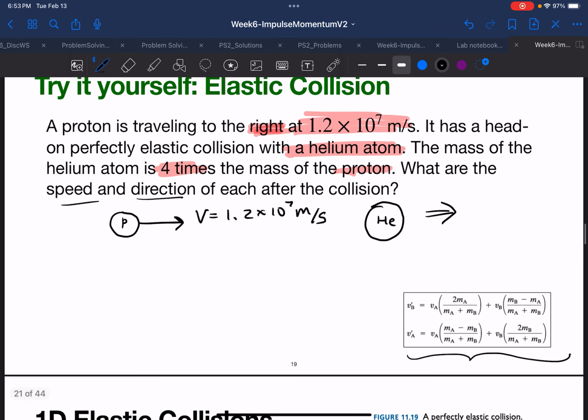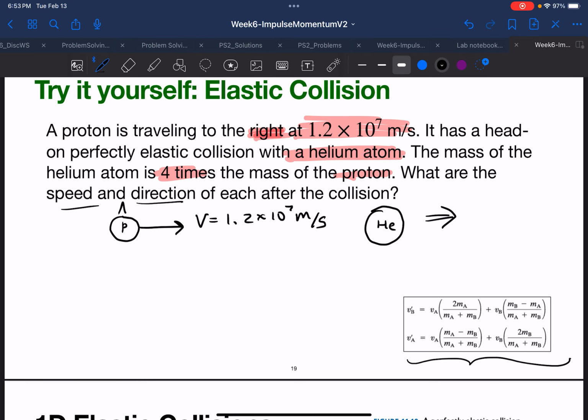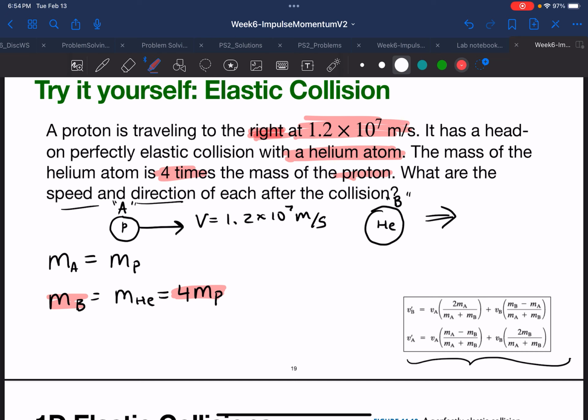Before the collision, let's say that the proton is our particle A and the helium is our particle B. So we can set the mass of particle A equal to the mass of the proton, and the mass of particle B equal to the mass of the helium atom, which we've been told is just 4 times the mass of the proton. So we can set MB equal to 4 times the mass of the proton, and MA is just the mass of the proton.